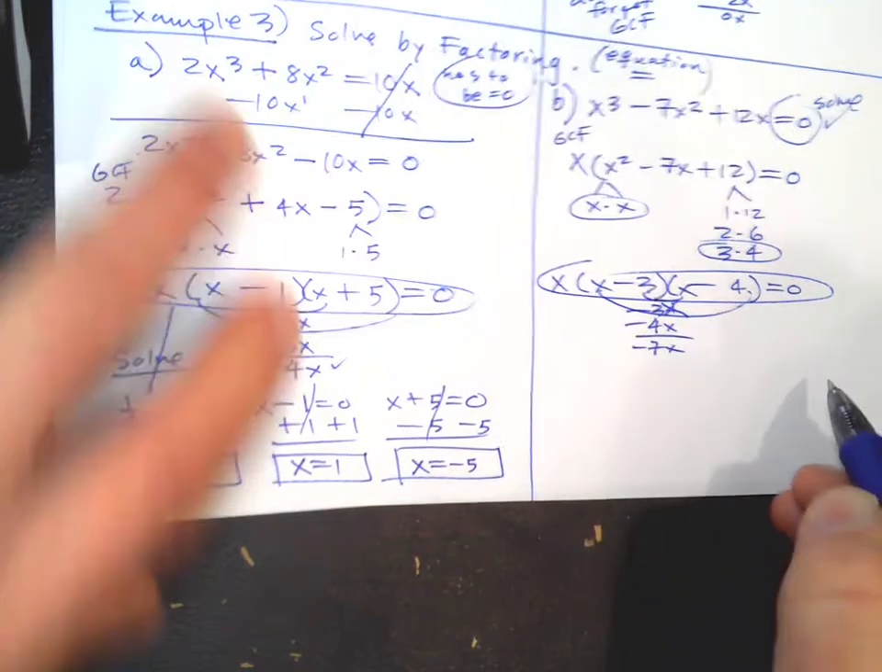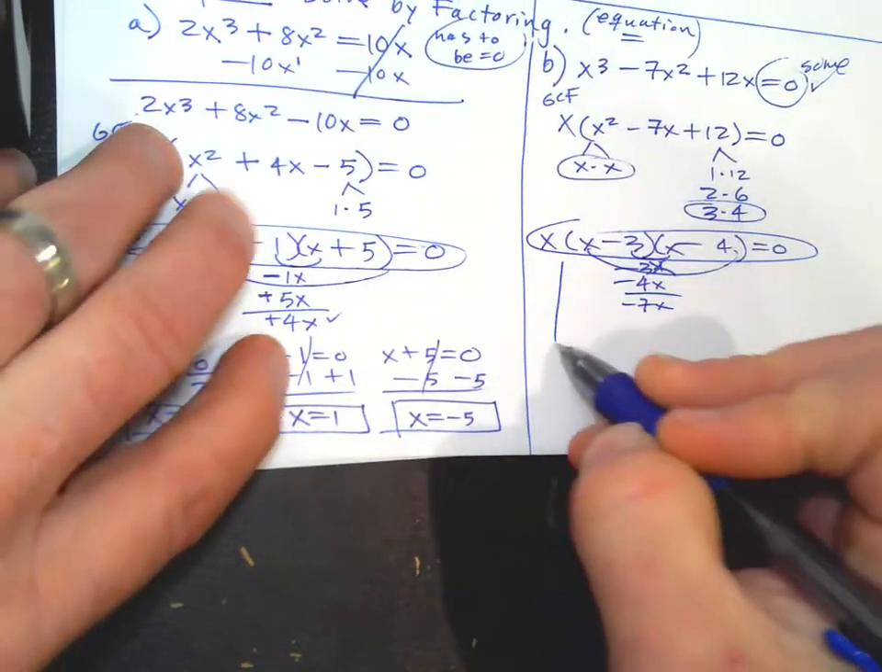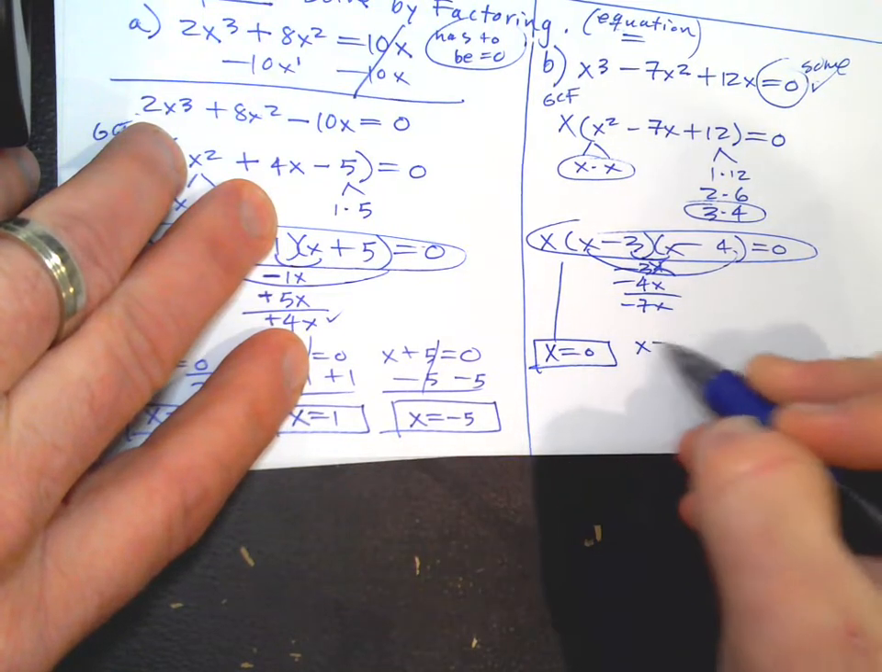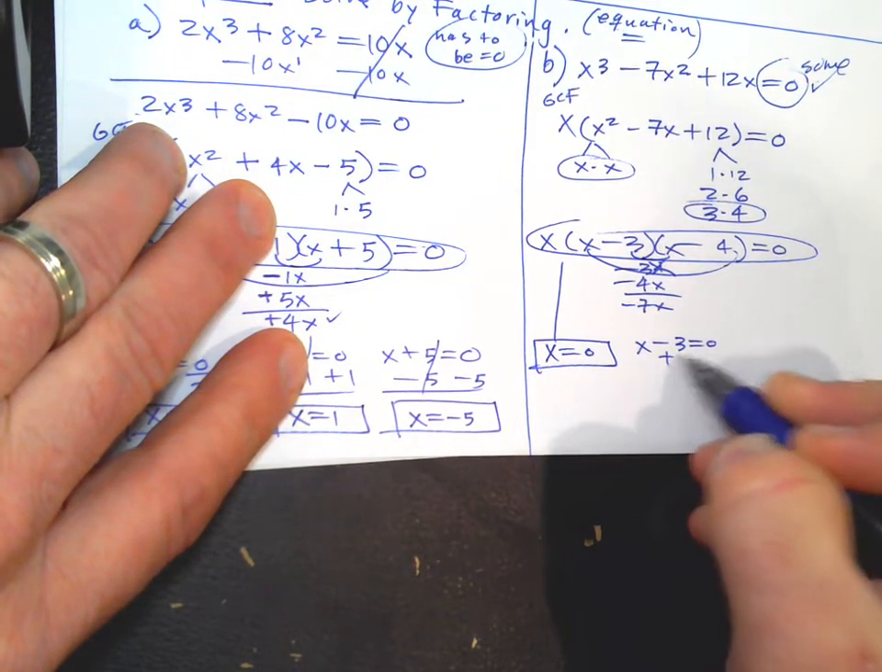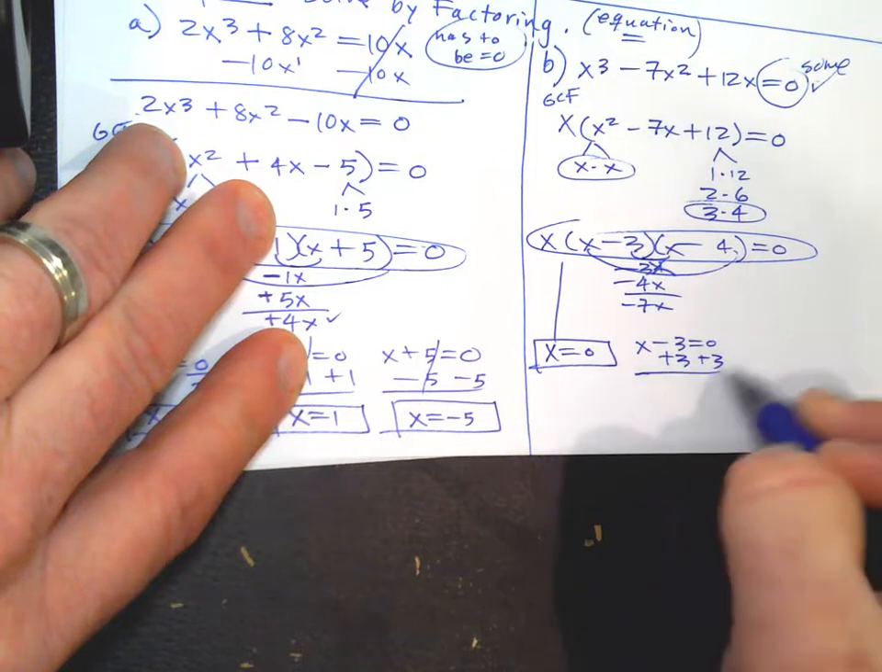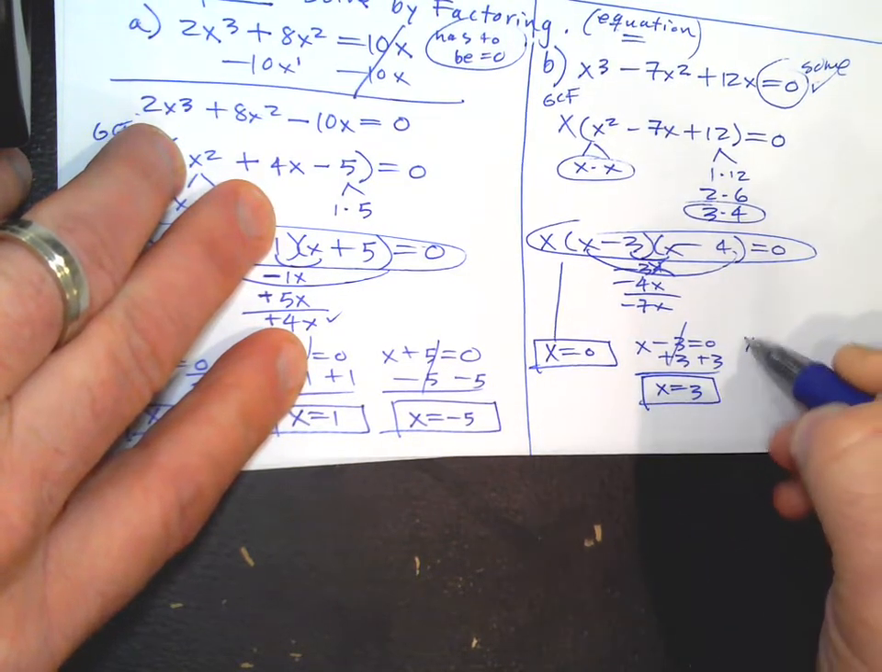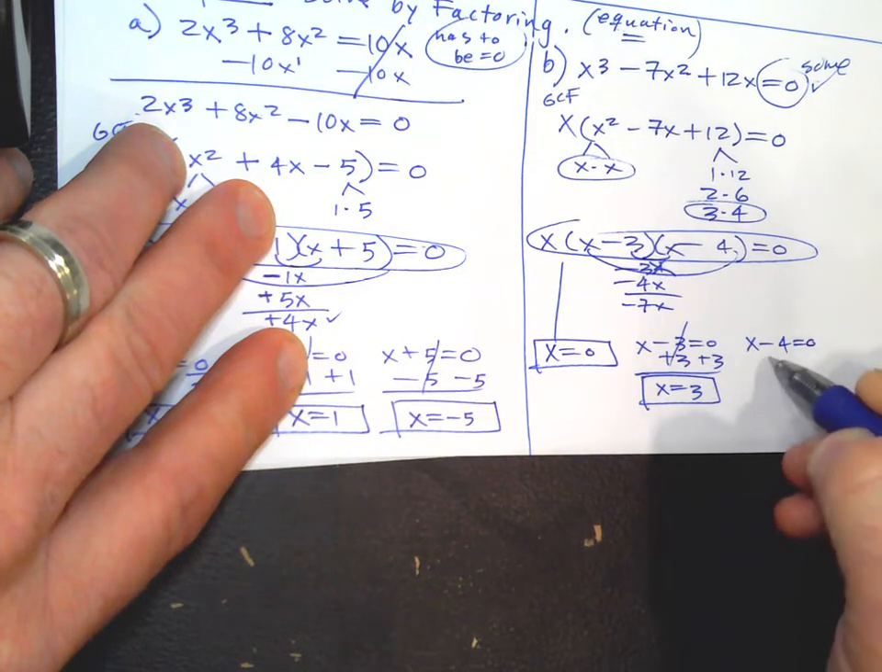So that's factored. Then we set each factor equal to 0. x equals 0. Done. It's an answer. x minus 3 equals 0. Got to do a little work. Plus 3, plus 3. Next one. x minus 4 equals 0. Plus 4, plus 4.